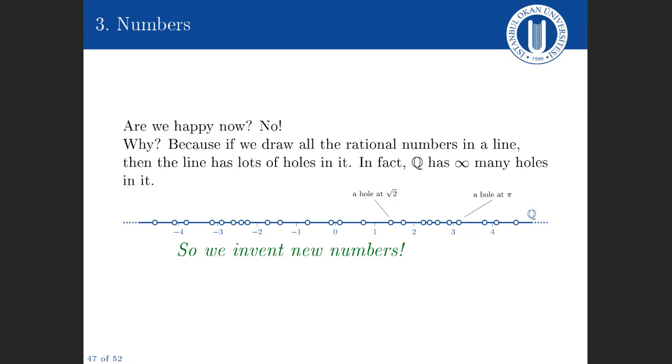For example, there's a hole here at the square root of 2, because the square root of 2 is not a rational number. There would be a hole just here where pi should be, because pi is not a rational number, and so on. In fact, Q has infinitely many holes in it. So what do we do to solve this problem? What did humans do in our history? We invented new numbers.